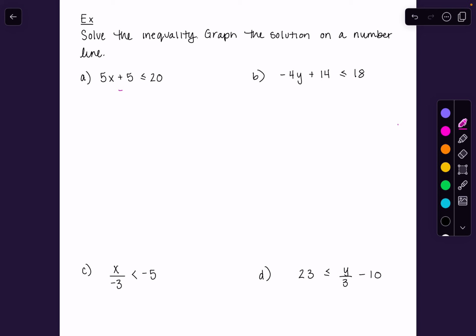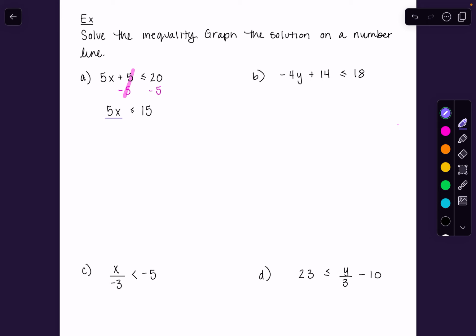So in this first example, if I want to get x by itself, I first need to get rid of this plus 5. So I'm going to go ahead and subtract it on both sides. And that way these two cancel. That leaves me with 5x. And then 20 minus 5 is going to give me 15.